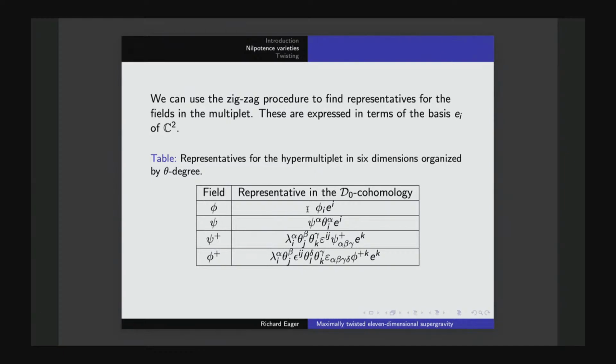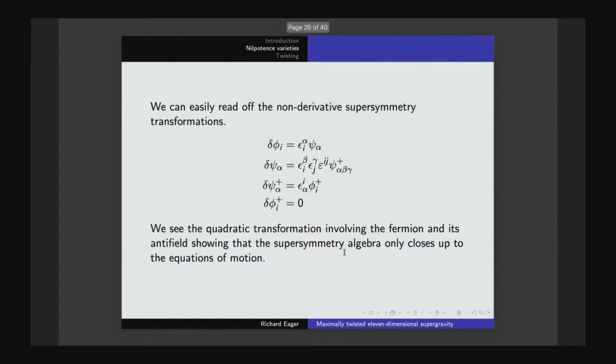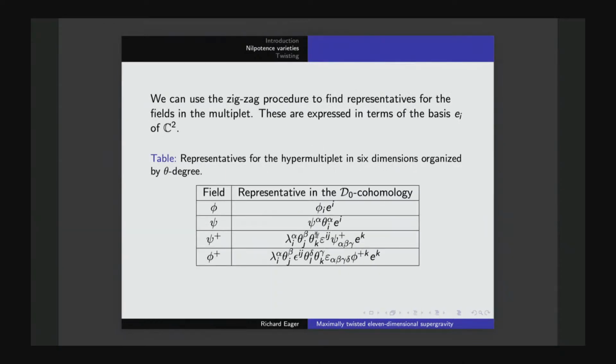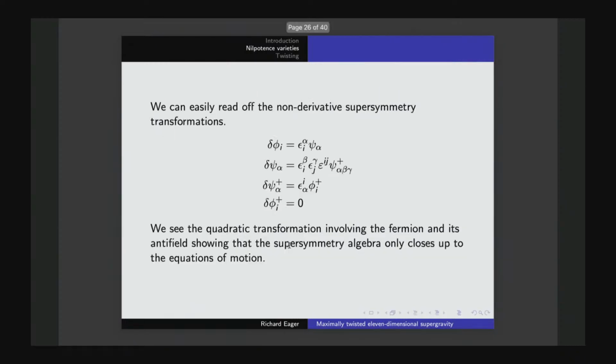And we can find representatives for what we call D-naught cohomology for all the fields, and so they have a theta and lambda degree, maybe familiar from pure spinor formalism. And then from this, we can read off the non-derivative supersymmetry transformations.